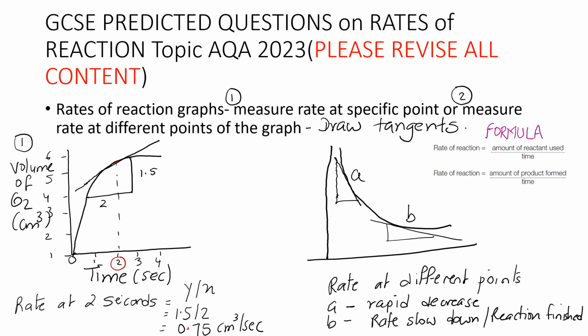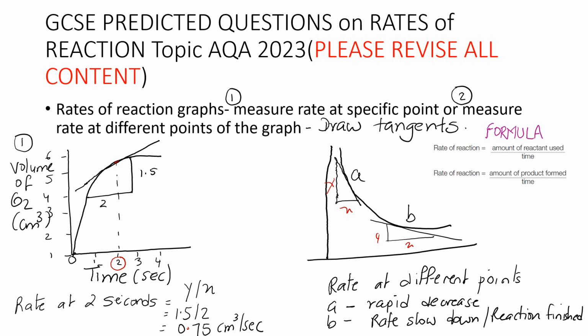In the second graph, I've shown you how to calculate at different points of the graph. So A is the steeper part of the graph compared to B, where it's plateauing off or the reaction is stopping as the reactants may have been used up. To do A, you're going to draw a tangent at A, again touching the curvy part, and you're going to do your y divided by x and work out the differences, and the same here for B, y divided by x. That will give you the rates of reaction at two different points in the graph.